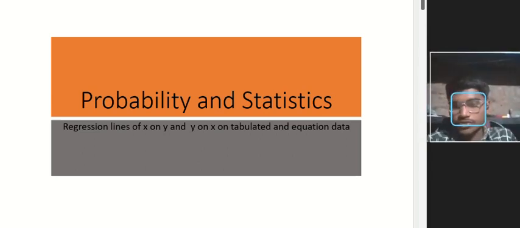Today we are going to study probability and statistics, and the topic we are going to cover is regression lines of x on y and y on x on tabulated data.